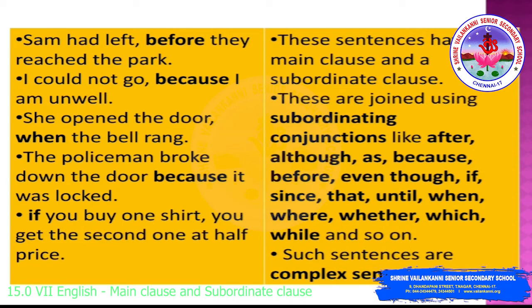So these are joined using subordinating conjunctions like after, although, as, because, before, even though, if, since, that, until, when, where, whether, which, while, and so on. Such sentences are called complex sentences. So now, what did we see?